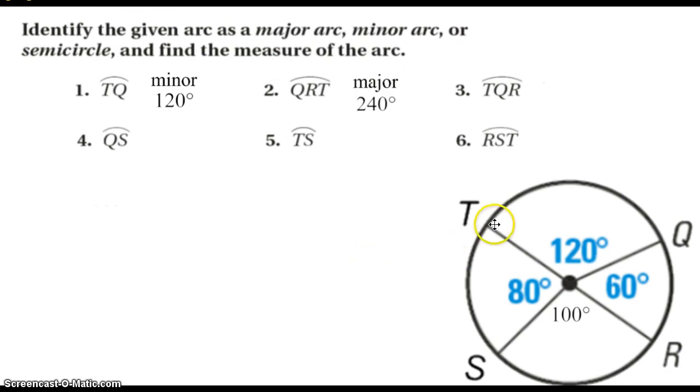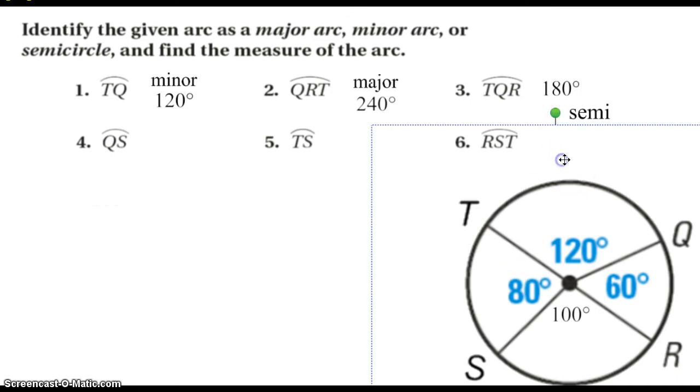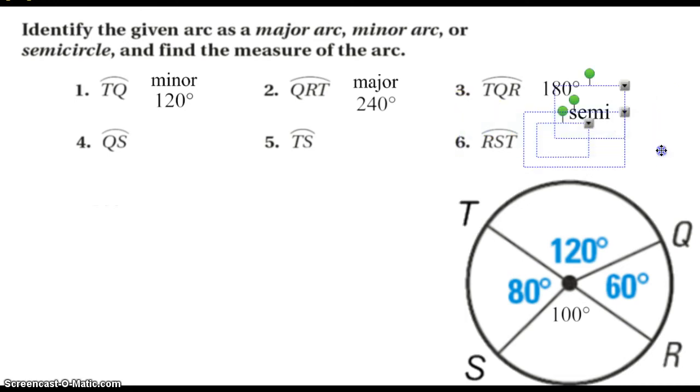Okay, if I did TQR, well then I know from T to Q is 120, Q to R is 60, that's 180 degrees. That's a semicircle, and that's 180. I'm just going to go right down here because if you look at RST, it actually just goes underneath, and it's 180 degrees as well. So it is also a semicircle. There we go.